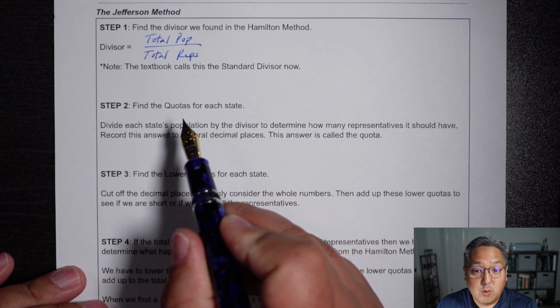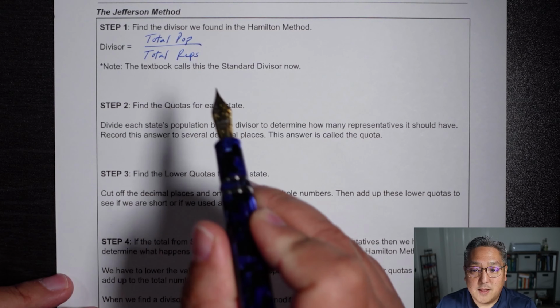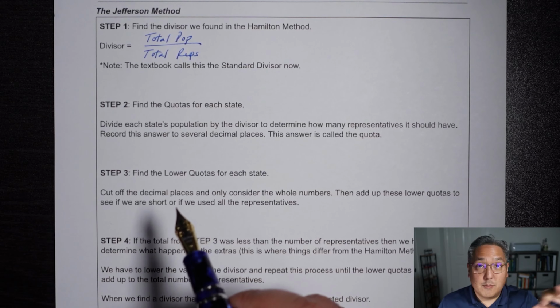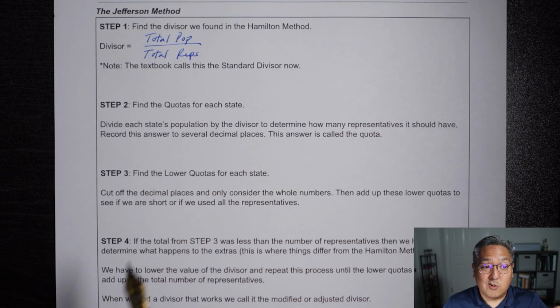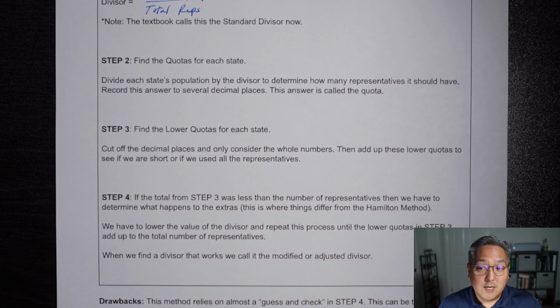We're going to find our quotas. That is, we're going to take the state's population for each state, divide by that divisor that we found in step one. And that'll give us a whole number decimal thing that will give us a baseline place to start this process from. We'll do the same thing in step three, where we'll truncate or cut off the decimal parts and just look at the whole number parts. That'll give us what we call the lower quotas.